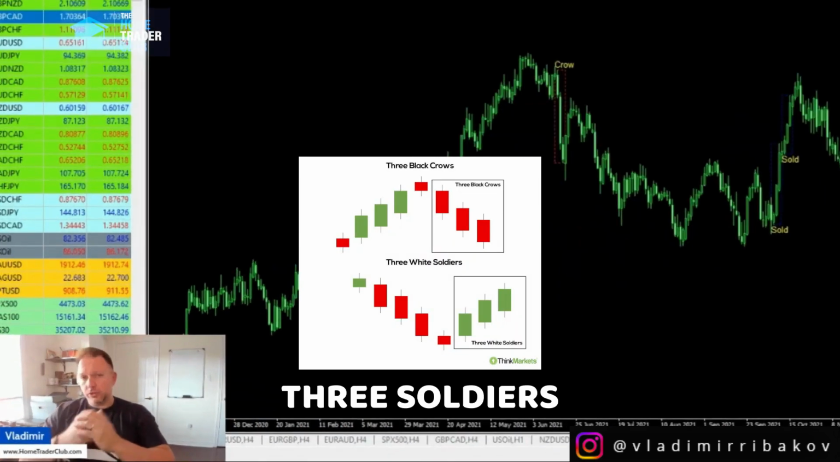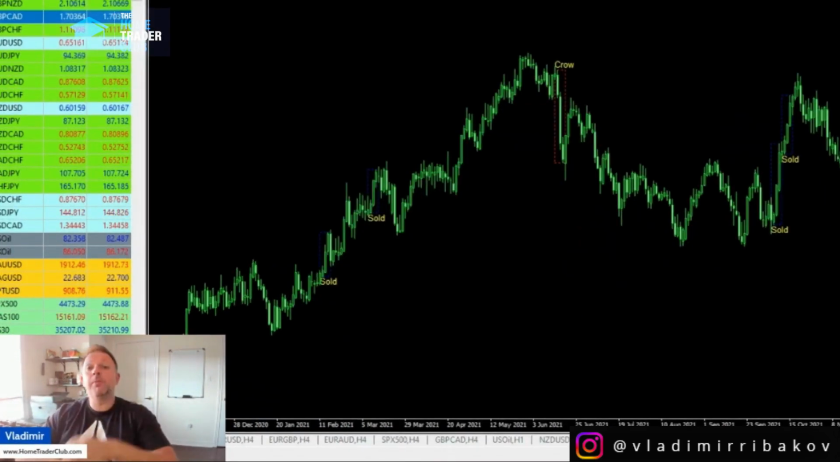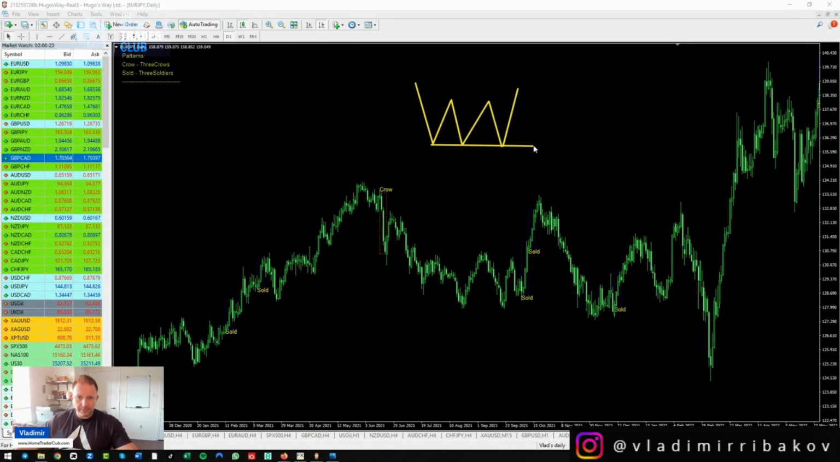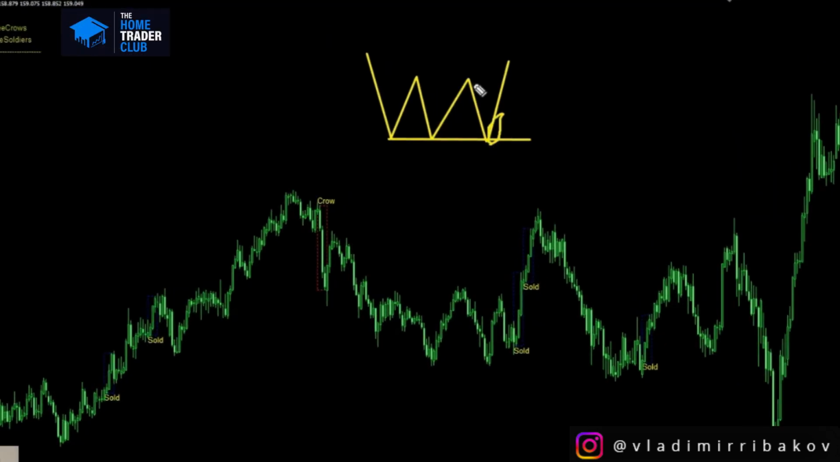So the three soldiers or three crows, it's a momentum candle pattern. What I love to see is, again, a bounce of a key level, let's say the support zone. I love the bounce. If there is a pattern here, three candles in a row, it's a great sign.